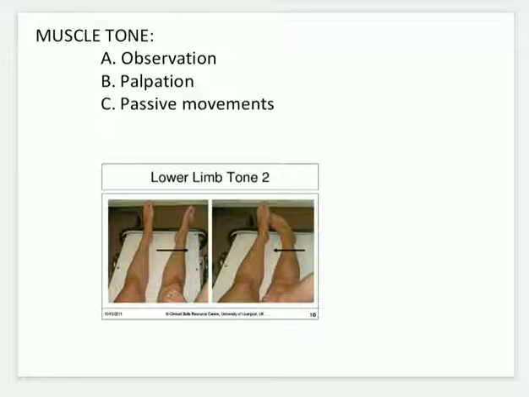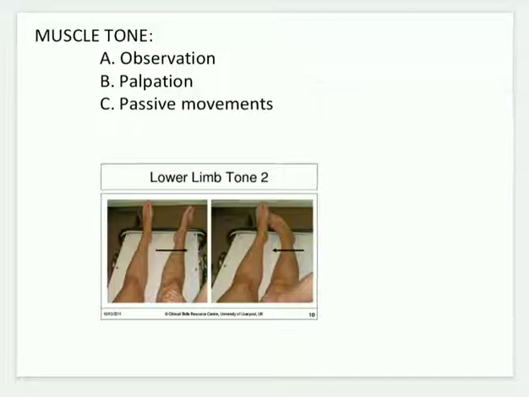You can check passive movements of the upper limb, lower limb and trunk, as you can do some manipulations, like mobilization of joints, and you can also stretch the tightened structures. Those all come under passive movements.